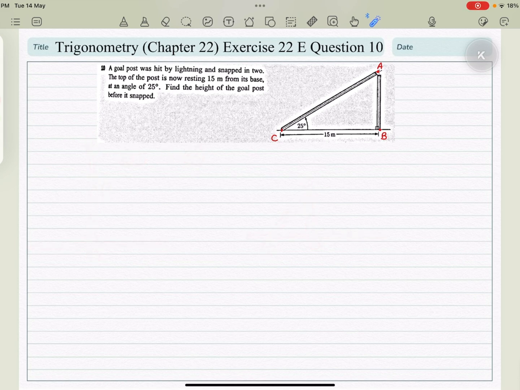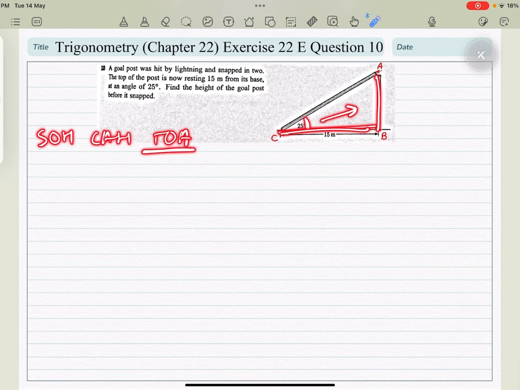So let's get into it. For solving, we have to calculate this and this. To calculate AB, you can use trigonometry and you can use tan because this is adjacent. This is the angle, this is adjacent, and this is opposite. We're going to be using tan over here.